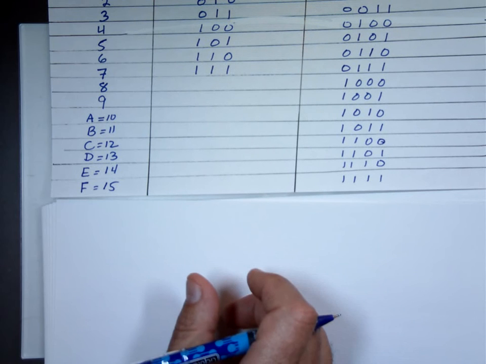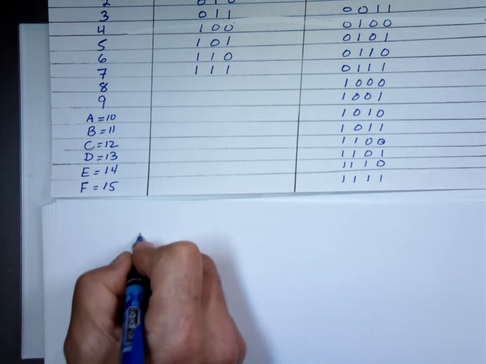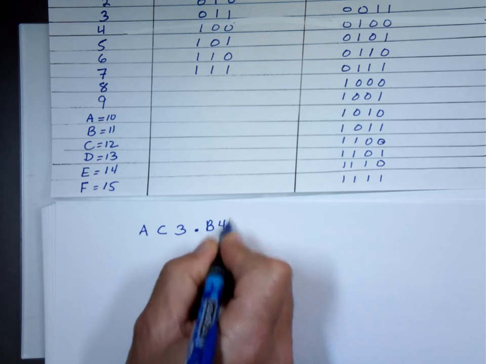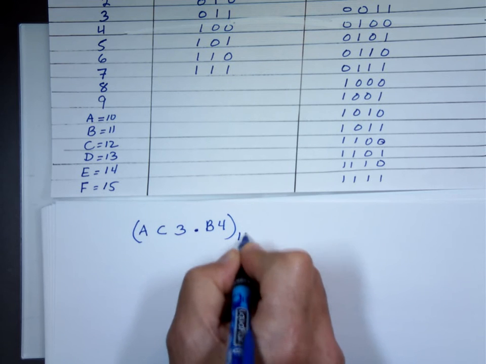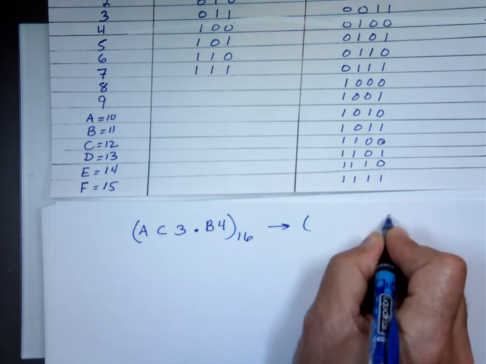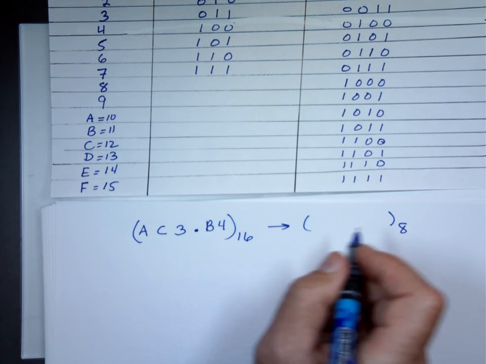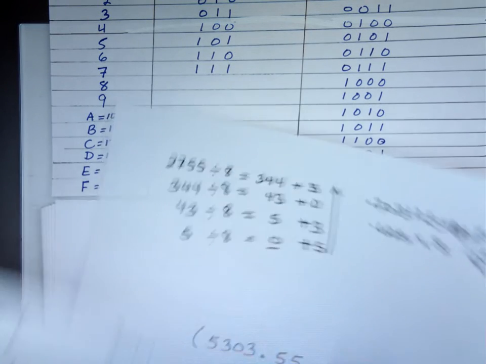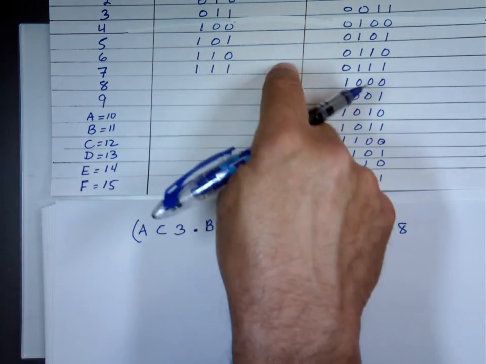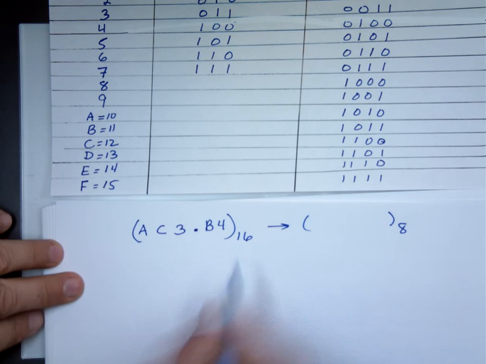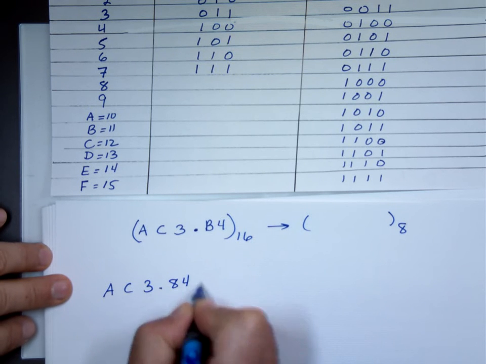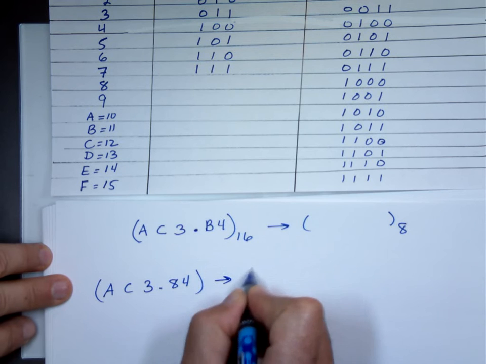So the problem I gave you a few minutes ago, it was convert AC3.B4 from base 16 to base 8. That was the question. What I'm going to do with this to get the answer quickly, instead of spending a page and a half like I did here, I'm going to do it quicker this time. I'm going to use this chart. I'm going to convert that to base 2. Instead of 10, I'm going to go to base 2, because that's really quick for me.